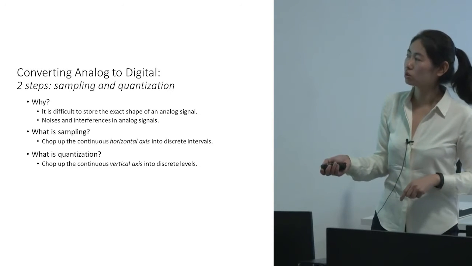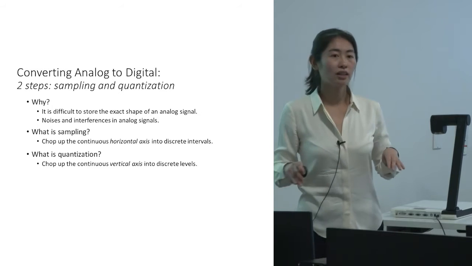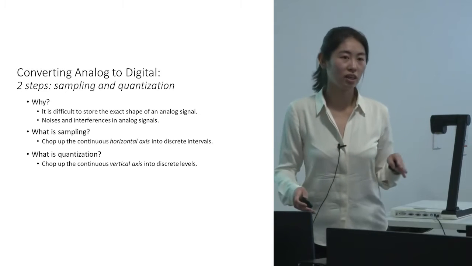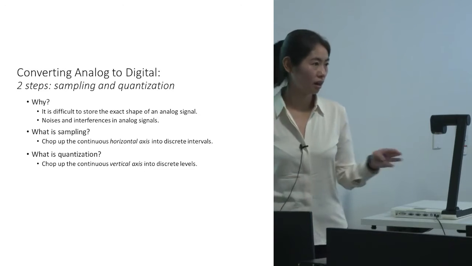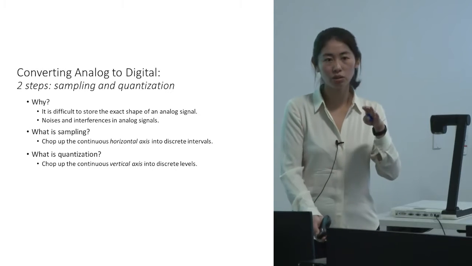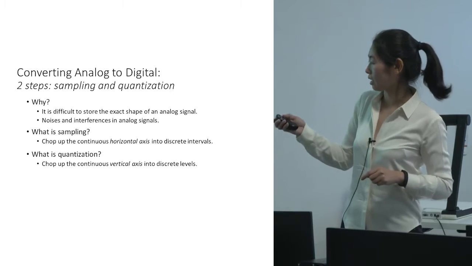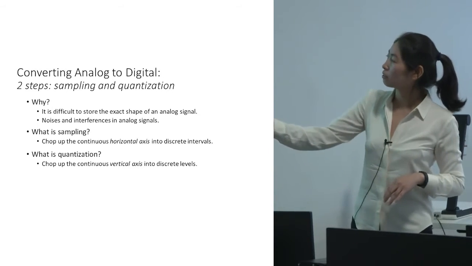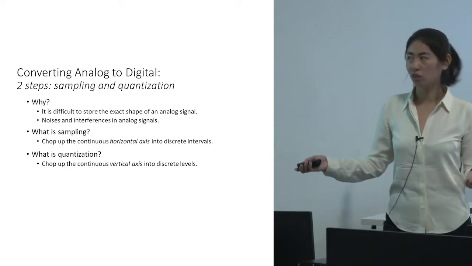We can also do quantization. Quantization is about the y-axis. Right now I have all kinds of amplitude, a range of voice levels, but I can just do low or high. These are called quantization. You can just do 2 levels of your voice or 6 levels of your voice, and that depends on how you quantize your y-axis. So this is to chop up the continuous vertical axis into discrete levels.